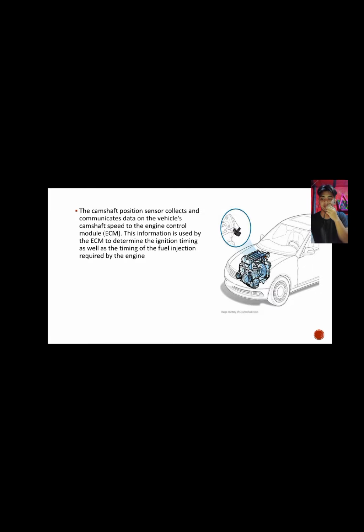The camshaft position sensor collects and communicates data on the vehicle's camshaft speed to the engine control module (ECM). This information is used by the ECM to determine the ignition timing as well as the timing of the fuel injection required by the engine.